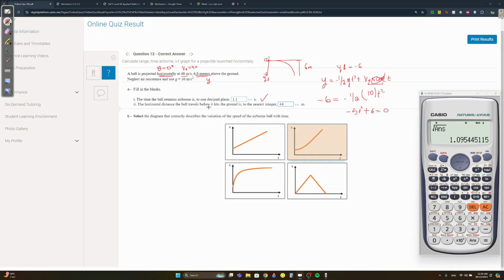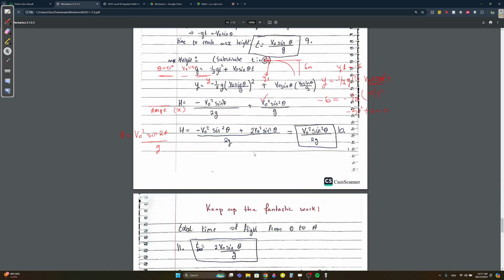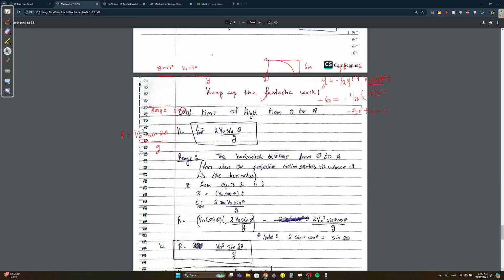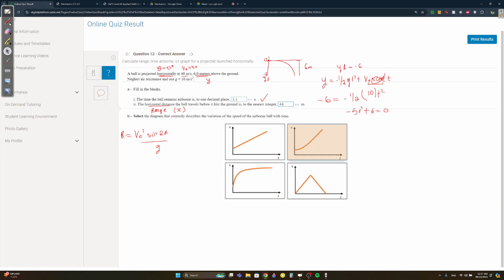The horizontal distance the ball travels before it hits the ground is what? Horizontal distance is range, right? Or x value. Okay, again, the range is equal to v naught squared sine, I think it was 2 theta over g. Let me just make sure of this. But in this case theta is equal to 0, so can you use this one? No. What else do we know?